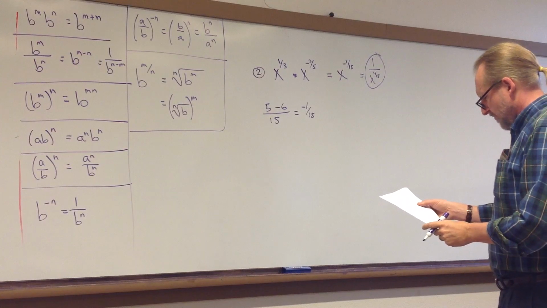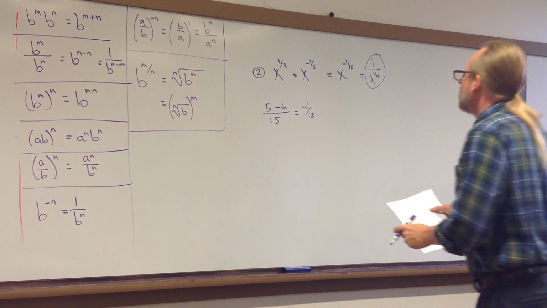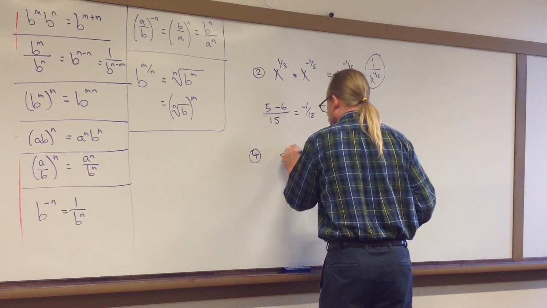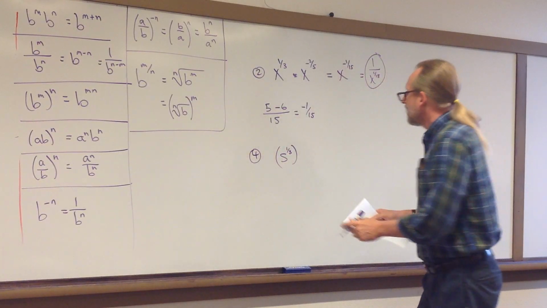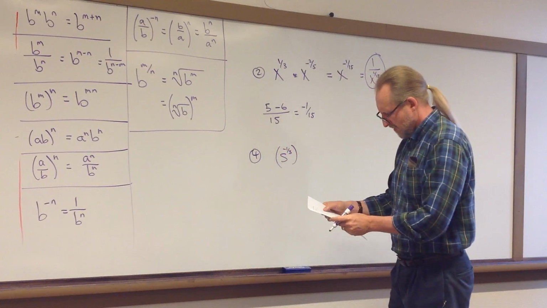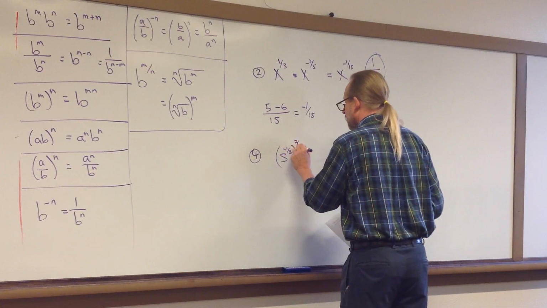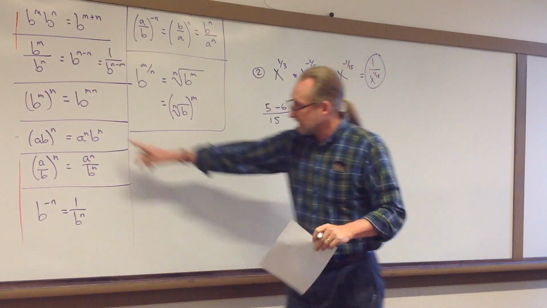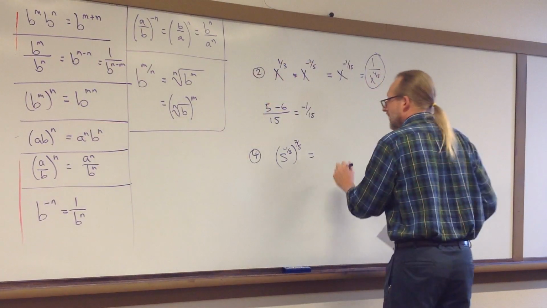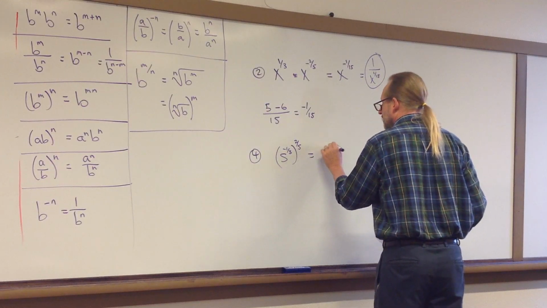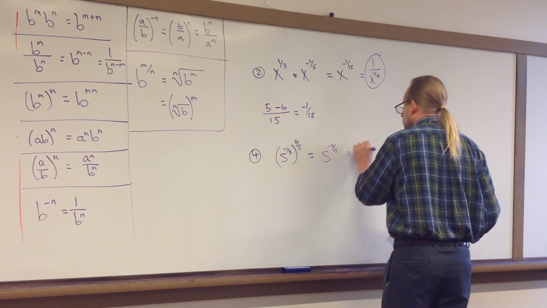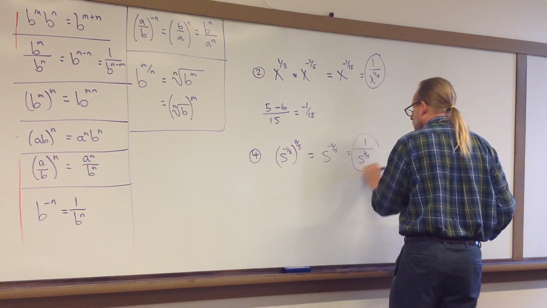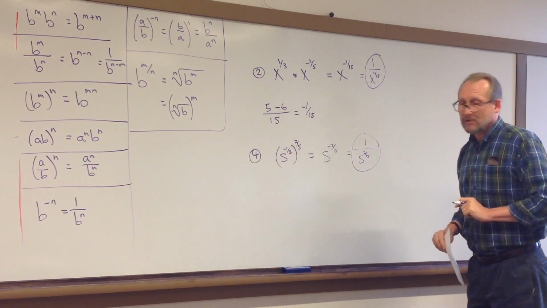Okay, problem 4, s to the 1/3. S to the negative 1/3 raised to the positive 2/5 power. So now we're going to multiply these. That's this property right here. And so this will be s to the negative 2/15, and then write it 1 over s to the 2/15 power. And there we go.